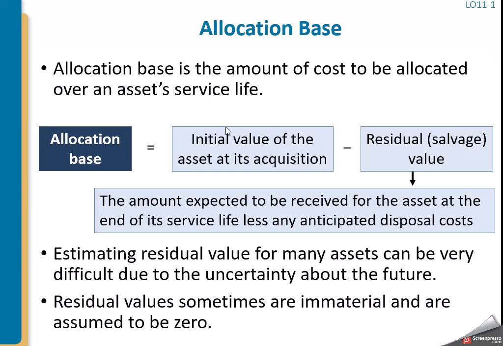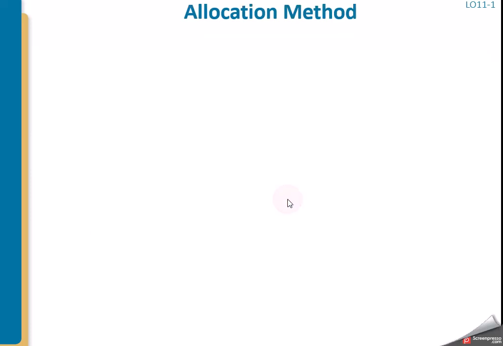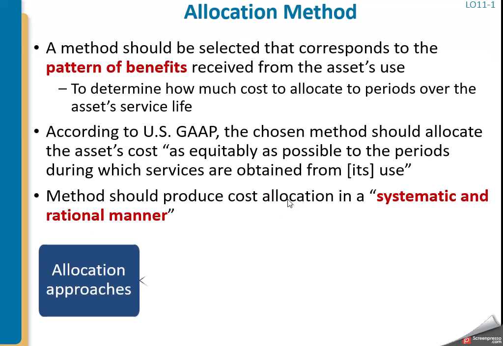So that allocation base is that initial value when we acquire it, less what we think we'll get back at the end. And again, that is also an estimate. We don't know for certain, but that's what we're going to estimate, so that we know that we are going to charge off the rest to expense over its life.